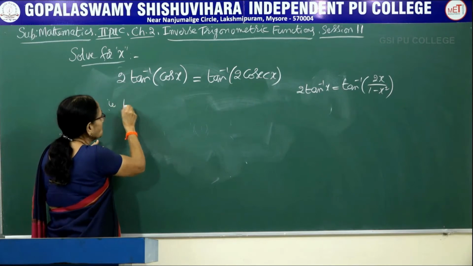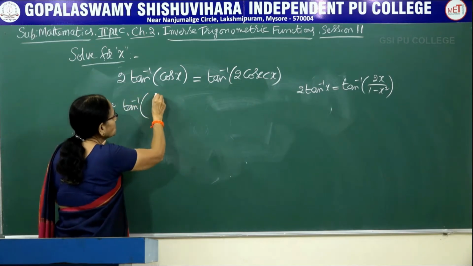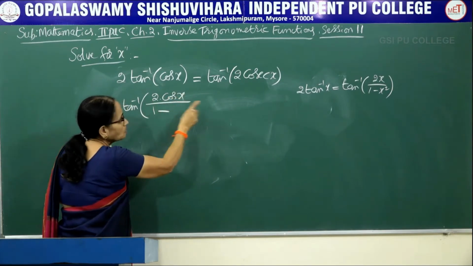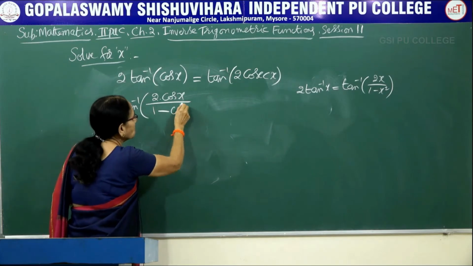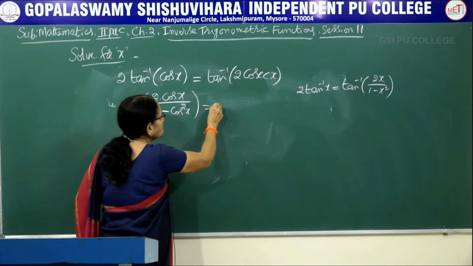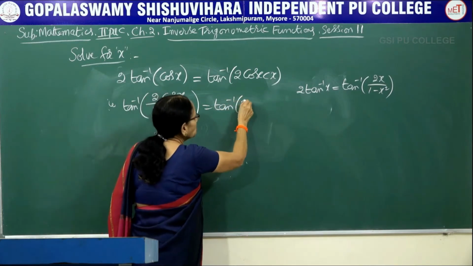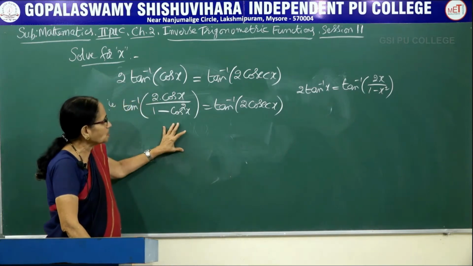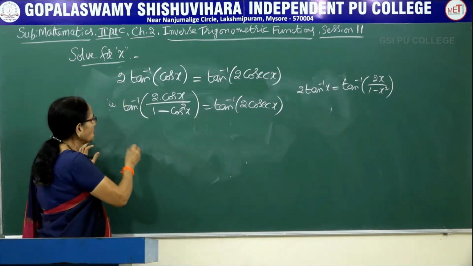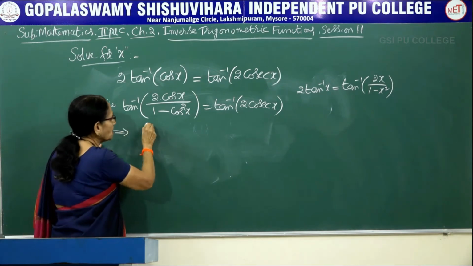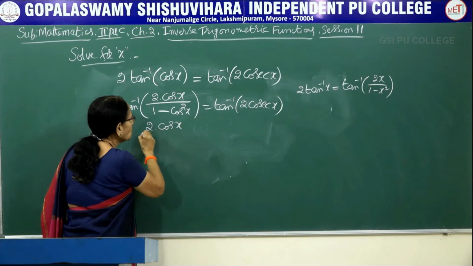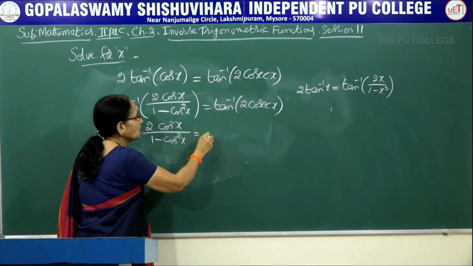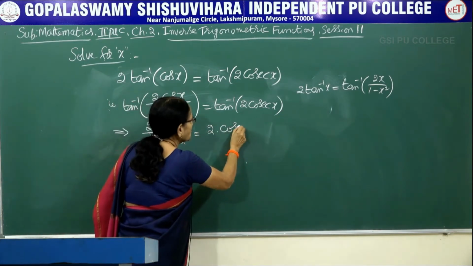So how do you write this one? Tan inverse of 2 times x, x means cos x, divided by 1 minus x square, which means cos square x. Right hand side, tan inverse of 2 times cosecant x. So we have simplified: tan inverse of something equal to tan inverse of some other function. That implies, neglecting the tan inverse function, you can write 2 cos x divided by 1 minus cos square x would be equal to 2 times cosecant x.